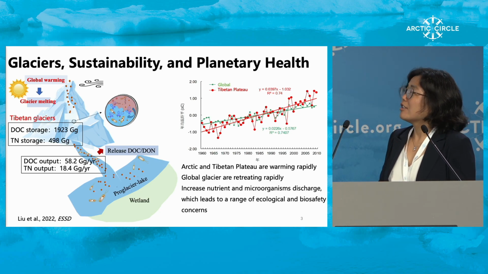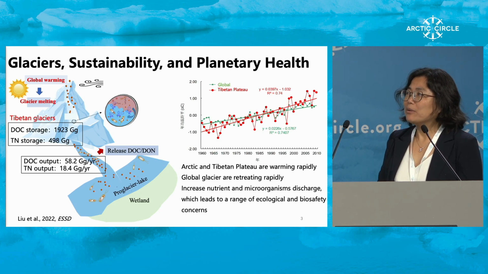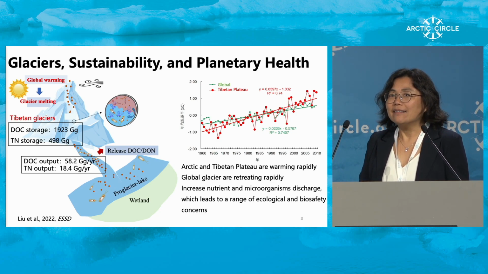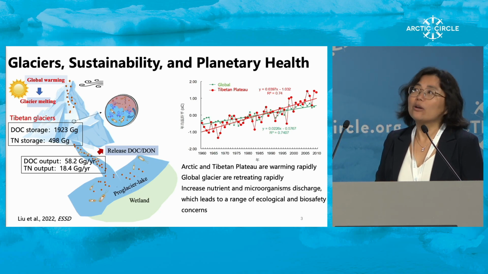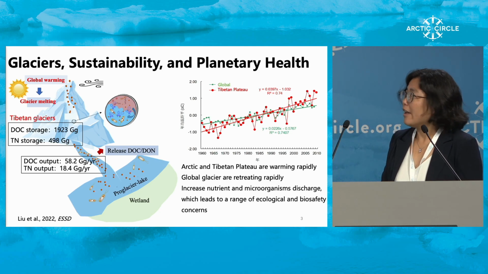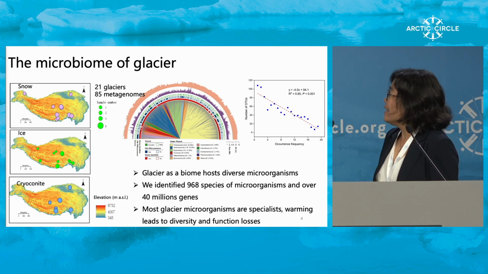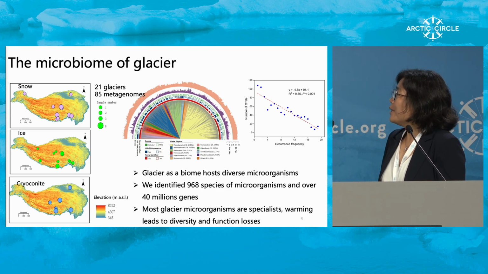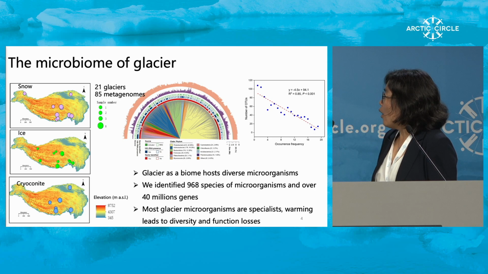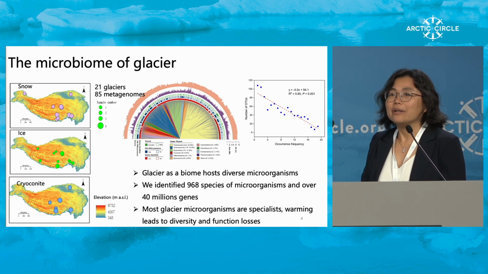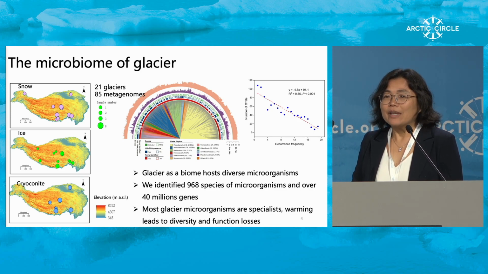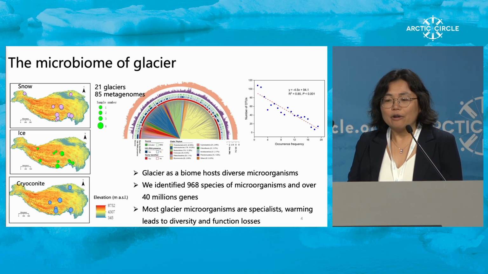When the globe warms and glaciers melt, the nutrients and microbes are released, which impacts downstream ecosystem stability and health. So we focus on glacier microbes. In the Tibetan Plateau glaciers alone, we identified almost 1,000 species of microbes with 19 million genes. Most of these glacial microbes are specialists, so global warming will cause a loss of microbial diversity and function.